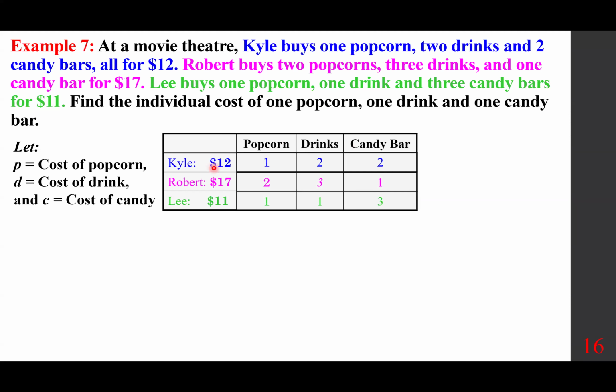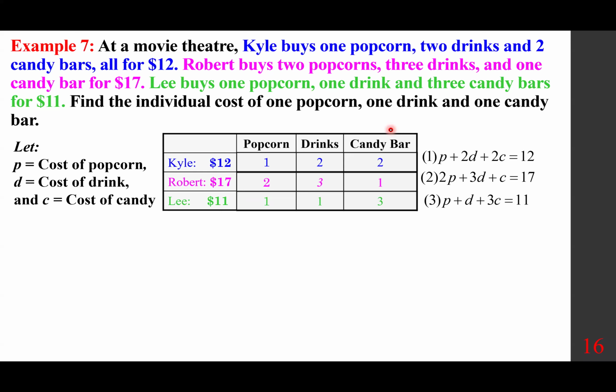So how much would Kyle pay? 1 times P plus 2 times D plus 2 times C equals 12. Robert would pay 2 times P, 3 times D, 1 times C equals 17. And Lee pays 1 times P, 1 times D, 3 times C, and that equals 11. That's how we set up those equations, everybody.